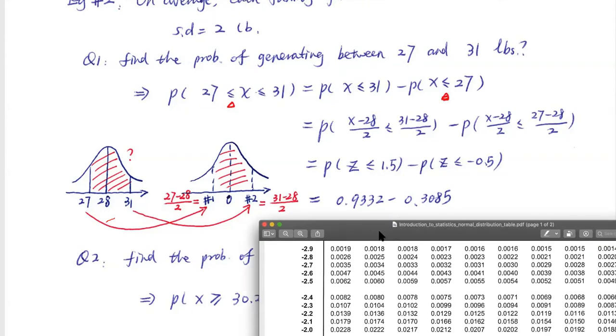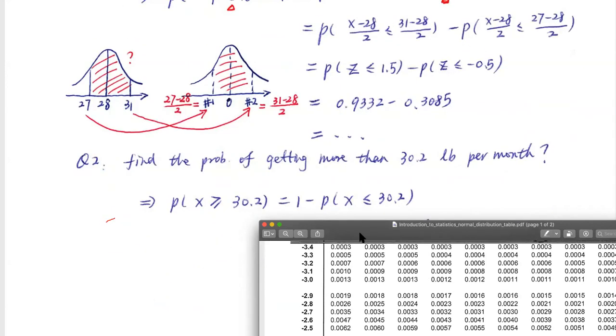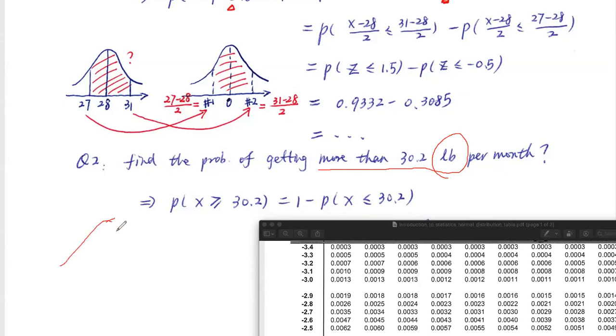Feel free to stop me with any questions. Question number 2 is actually the same information we are given, but they changed the question a little bit. So they're asking the probability of any family generating more than 30.2 pounds of charge, right? So now you have this new bell-shaped curve. Where's the center? 28, right? And then you want to find out the probability of more than 30.2.